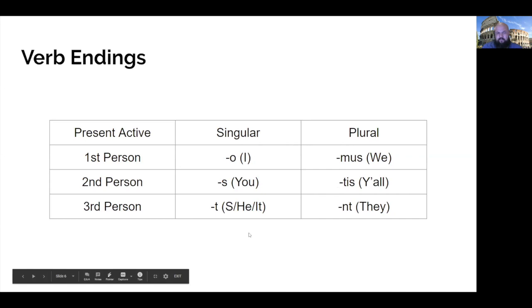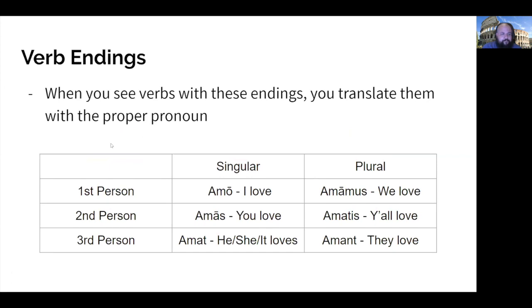Okay, so what do we exactly do with these endings, and how do we translate them when we do see a verb with one of these endings on it? Let's take a look. When you see a verb with one of these endings on it, you will translate it with the pronoun that goes with that ending. Okay, so let's take a look with our verb amo, which means to love.